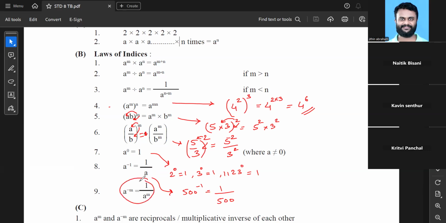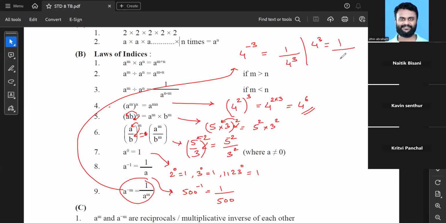Sir, and this one I had already discussed before. For example, you have 4 raised to minus 3. You can write it as 1 by 4 raised to 3. Or if you have 4 raised to 3, you can write it as 1 by 4 raised to minus 3. So whenever you do reciprocal, there is a toggle of the minus sign. If there is a minus sign, it will be removed. If there is no minus sign, it will be added. Whenever you do reciprocal, it happens. Am I clear?